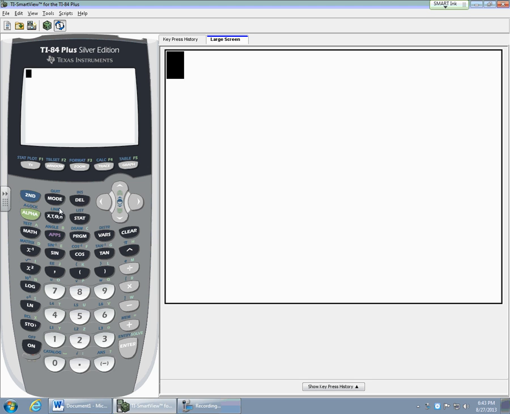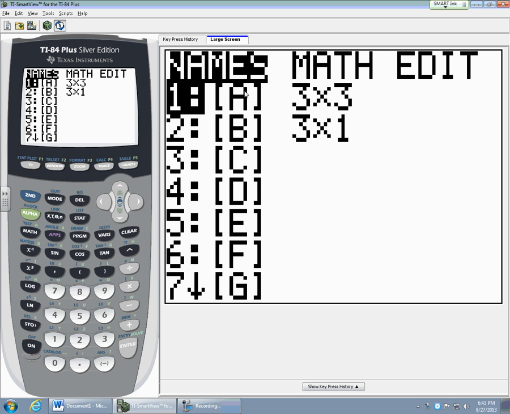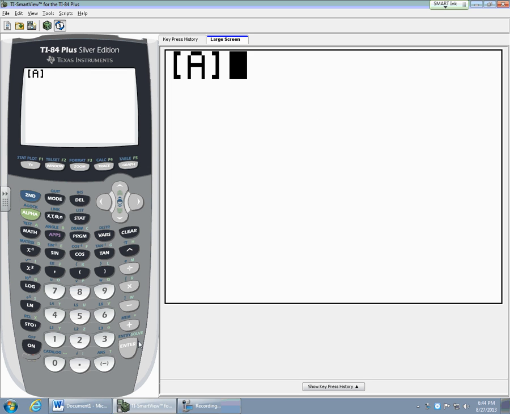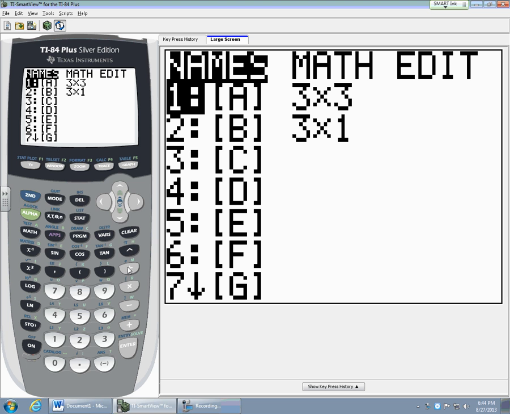Now we need to do some calculations here. In order to find the answer, we're going to go back to matrix, and we're going to stay right here under names. We're going to choose option 1, which is matrix A. We need to be using the inverse of matrix A, so press the x to the -1 power. So now we have the inverse of matrix A. In order to find the solution to the system of equations we have, we need to take the inverse of matrix A and multiply it by matrix B, right here, option number 2.